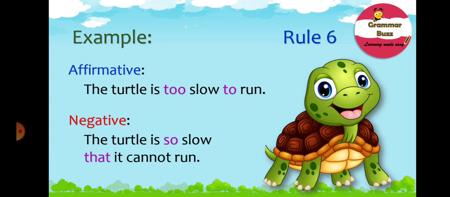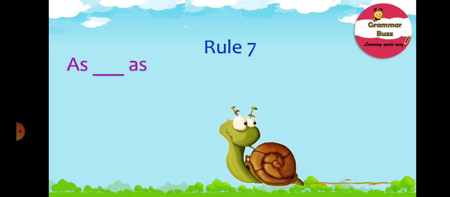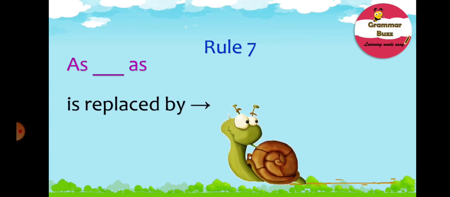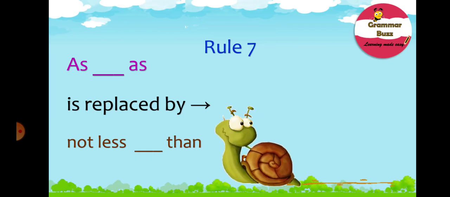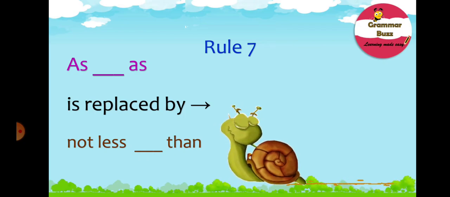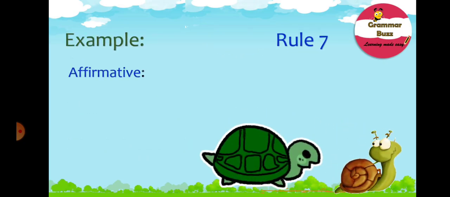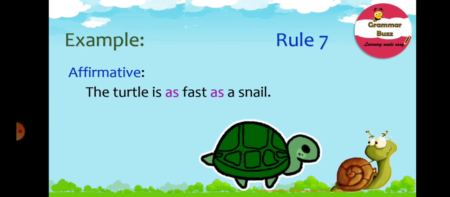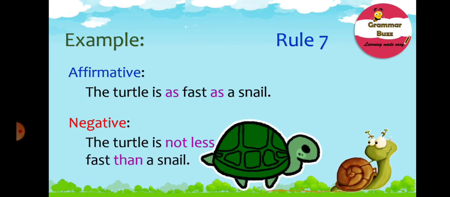Moving on with the following rule. "As...as" in an affirmative sentence is replaced by "not less than" in a negative sentence. Let us look into an example to understand this. The turtle is as fast as a snail. While converting to negative, it becomes: the turtle is not less fast than a snail.